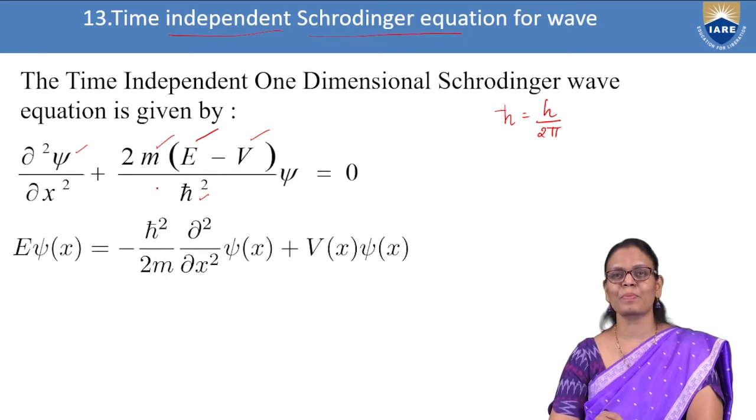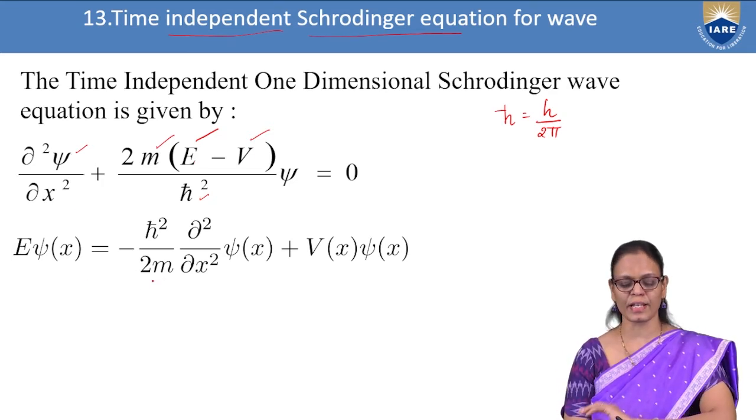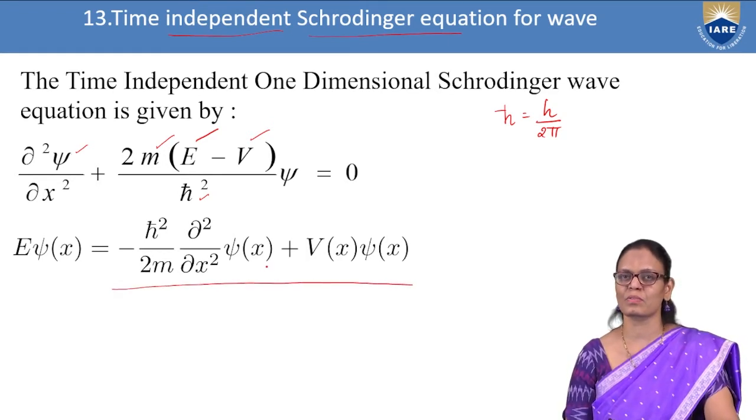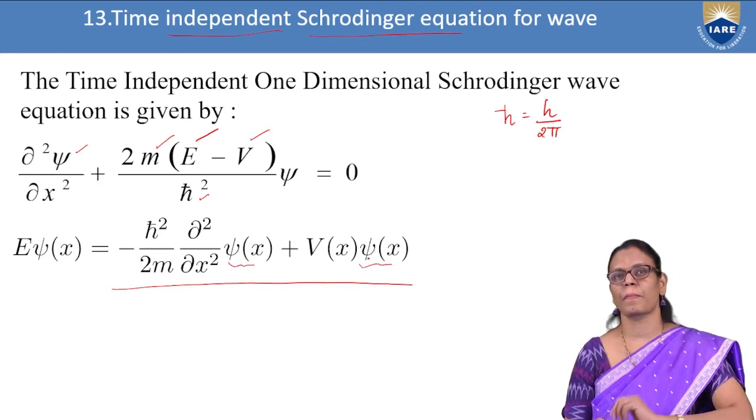So if you explain all the terms, and if you want to write the expression for energy from this also, you can take the terms onto the other side and write it as −(ħ²/2m) ∂²ψ/∂x² + V(x)ψ(x). Here we are writing it as a function of psi.